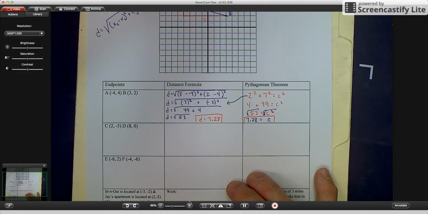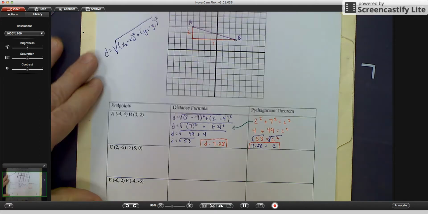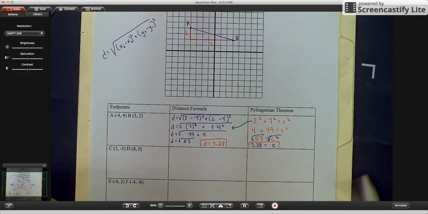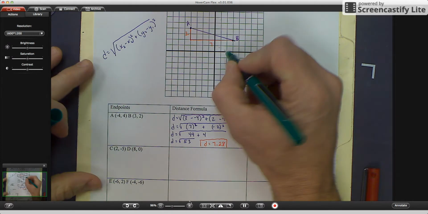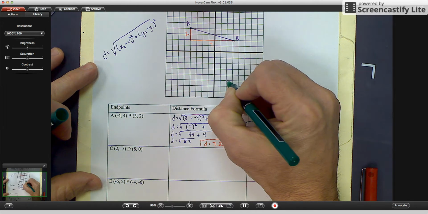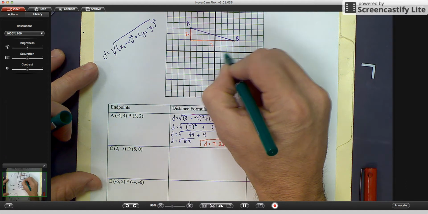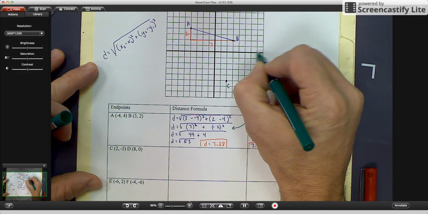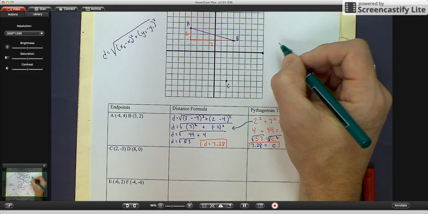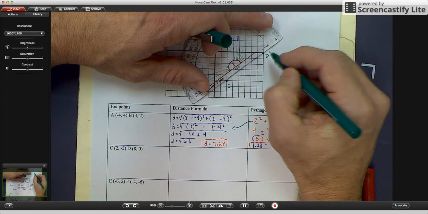As we do the second example, we're going to plot the points. 2, negative 5. So let's go pick some different colors. Positive 2, 1, 2, negative 5, 1, 2, 3, 4, 5. This would be my C. And D is 8, 0, 1, 2, 3, 4, 5, 6, 7, 8, 0. And D. And again, I'm going to put my straight edge out here.